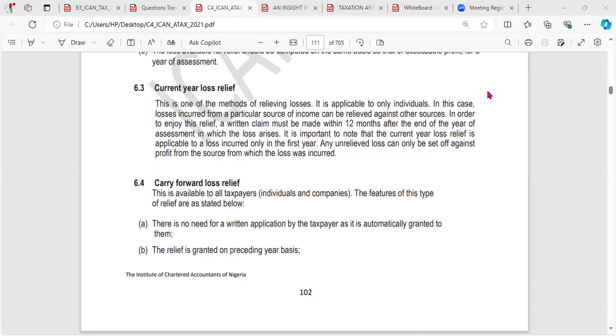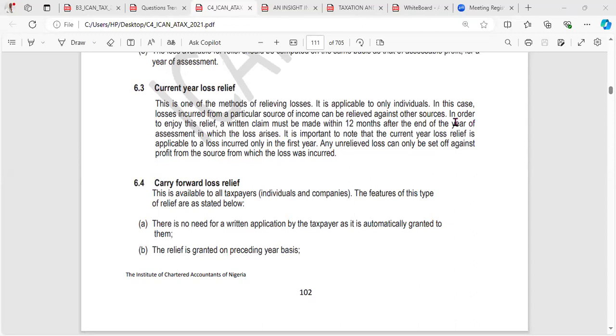After that loss has been claimed up to the extent it can, any unrelieved loss from that line of business will be carried forward and will be treated as a carry forward loss and will only be relieved from the same line of business in which it occurred. There must be a writing that you want to apply current year loss, and it must be done within 12 months after the end of the accounting year it relates to.